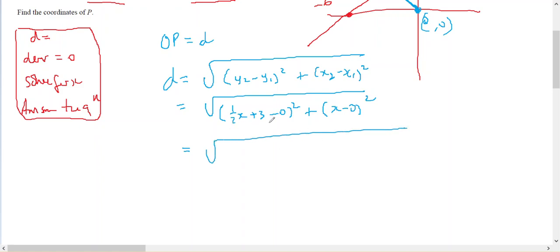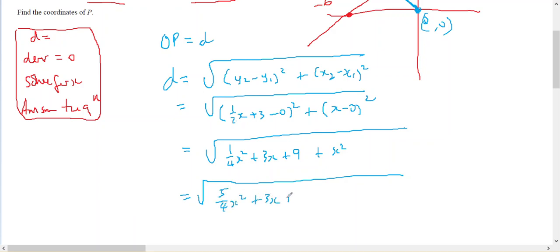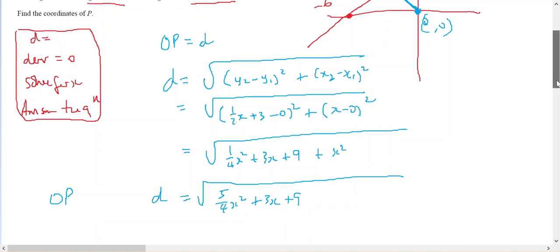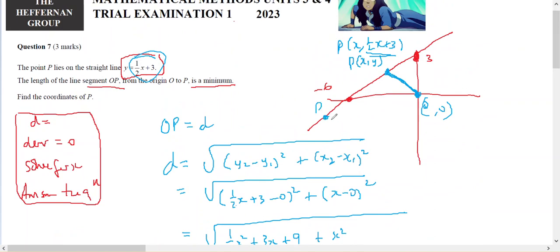So we've got the square root of, expanding this perfect square, a half x squared is a quarter x squared, plus 2 times the first times the second is 2 times a half times 3, or 3x, plus 9 plus x squared, which gives me 5 on 4 x squared plus 3x plus 9 is the distance from O to P. I need to find out where that is going to be a minimum, because obviously I could have P over here and that length is much bigger than this length, or it could be up over here, but there is a point somewhere over here where the distance is the shortest possible distance.